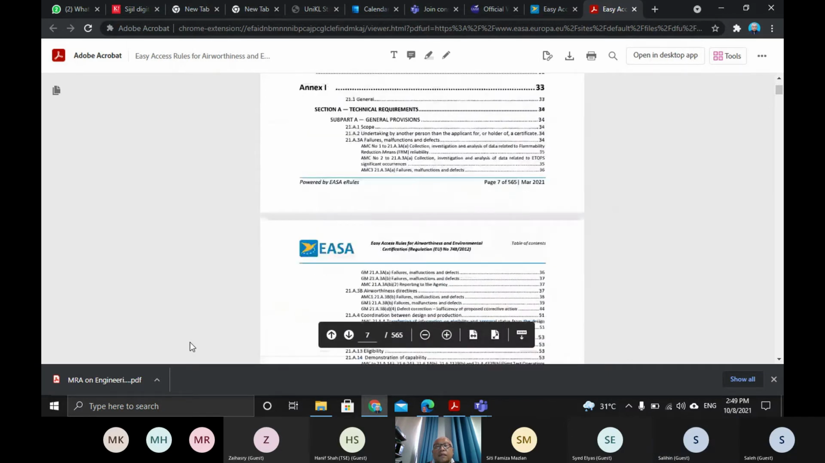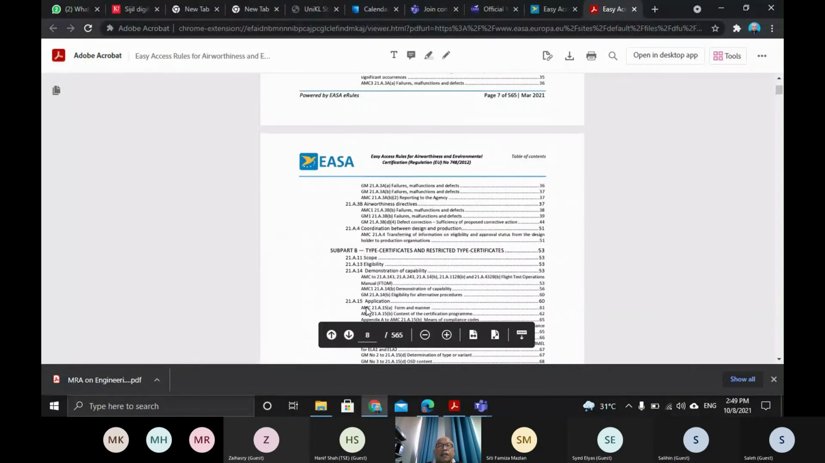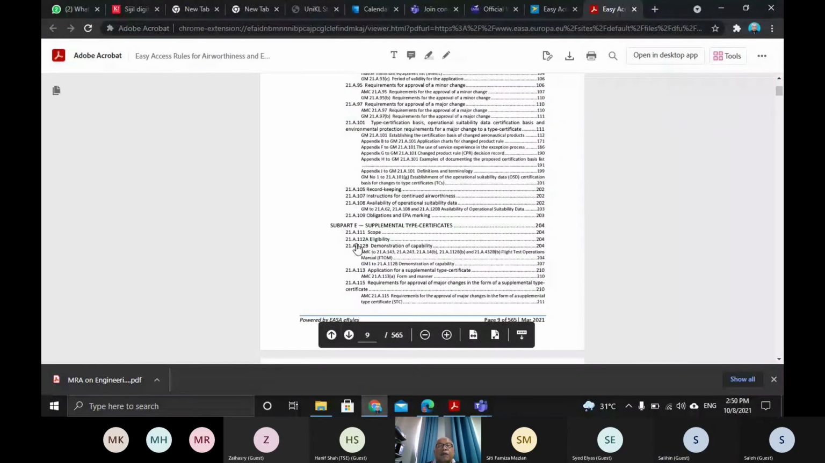Okay, you see numbers. For example, subpart A, general provision, 21A1, 21A2. You can see this number over and over. So that number refers back to this. For example, you look at the STC, 21A.3.1 scope. You can see that in the CAT letter, the CAT has maintained this number, meaning that for future reference, you can go back to this. Okay. Alright?